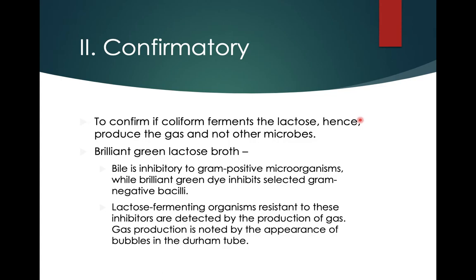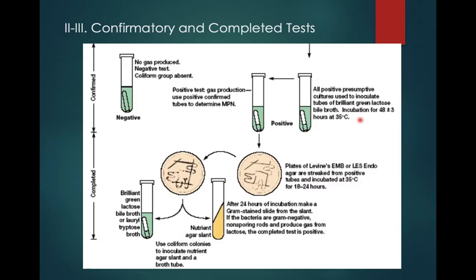And if the microbe, our presumptive coliform, is capable of fermenting lactose, it will produce gas. The gas will again be trapped in the Durham tube and you will see it as bubbles. So here, it is positive after the incubation period. There is gas. Therefore, after the confirmatory test, we are sure that the presumptive coliform from the presumptive test is really a coliform, if there is gas. If there is none, it is negative, and it is not a coliform.